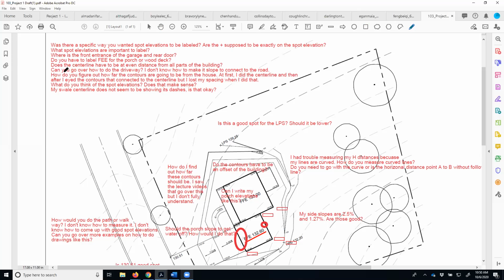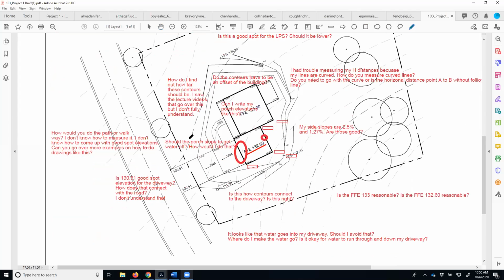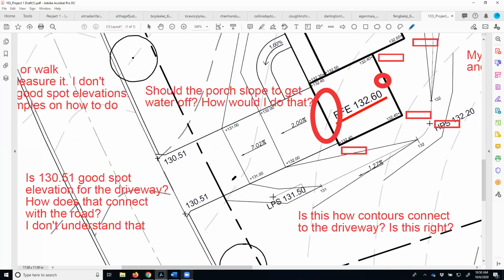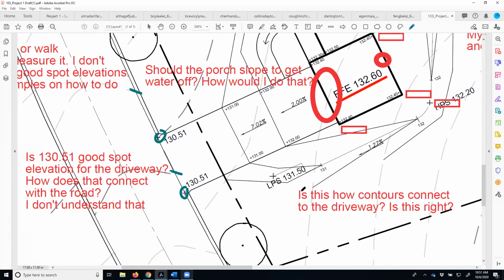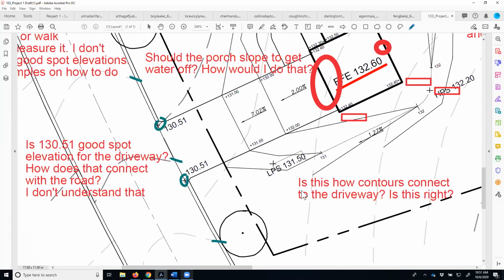How can you go over how to do the driveway? I don't know how to make it slope to connect to the road. Okay, so the fact is that the elevation here and the elevation here will be different elevations. You're going to have to determine what those elevations are. You've got an elevation here, here, and if I scroll down, you will have one here. So that means you can figure out the slope going this way.